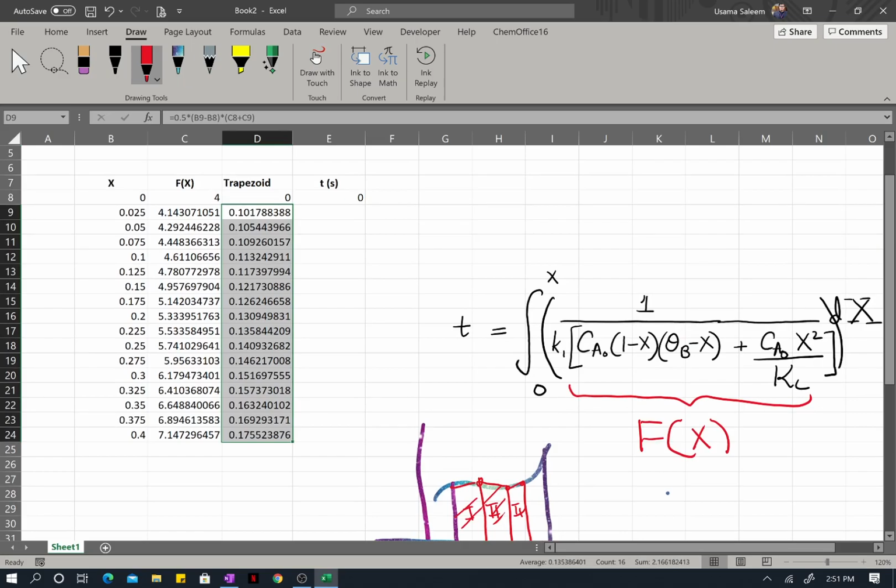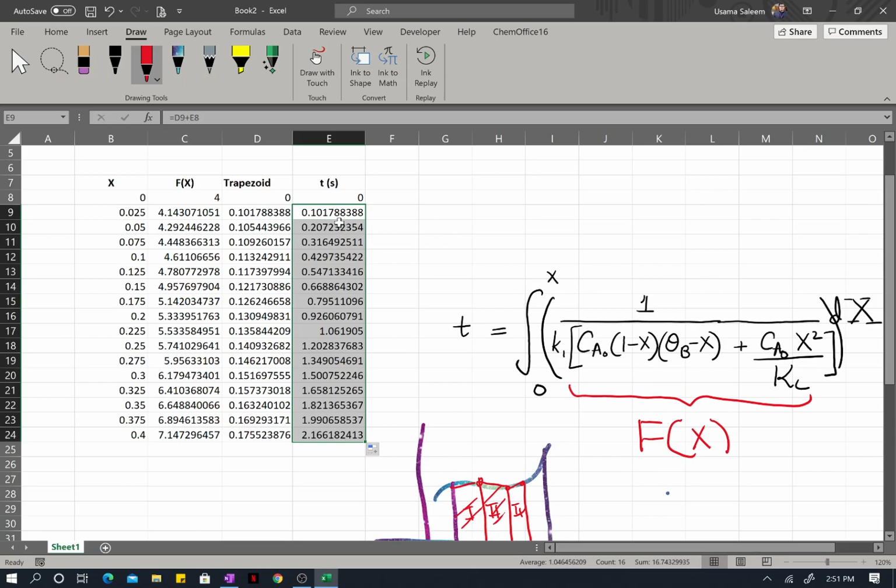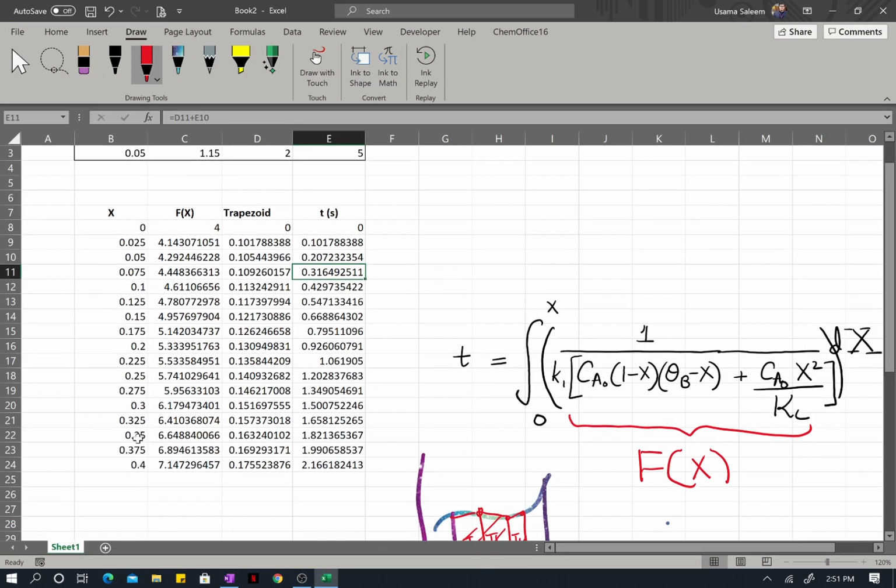And the value of this definite integral is just going to be the summation of all of these. So again, initialize equals this plus the previous trapezoid. And hopefully if I do this correctly, yep, that makes sense. All right, this looks good. So I know that in 2.17 seconds, I'm gonna achieve a conversion of 0.4.